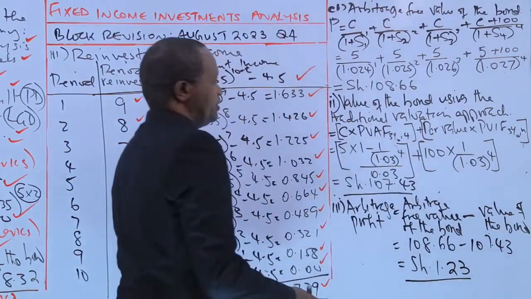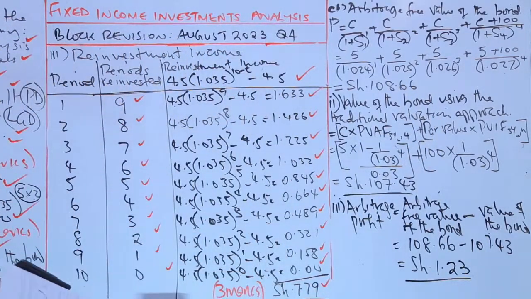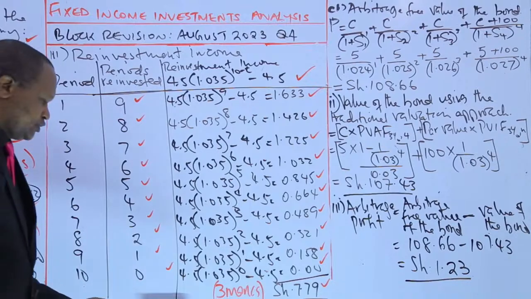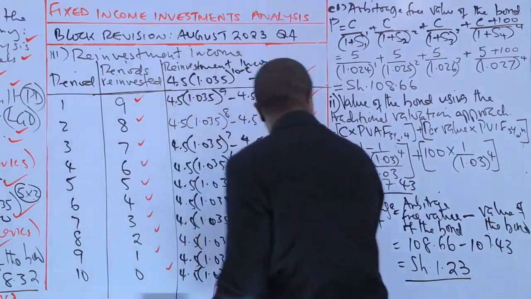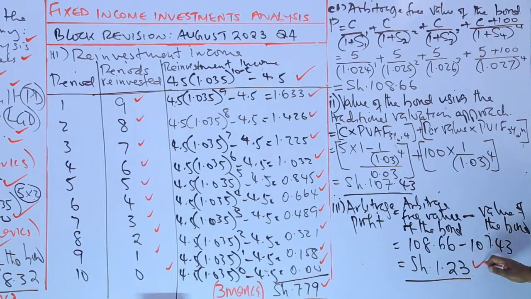So that is the arbitrage profit. The arbitrage profit is 1 shilling and 23 cents. This is the arbitrage profit. How many marks? Arbitrage profit, 2 marks.